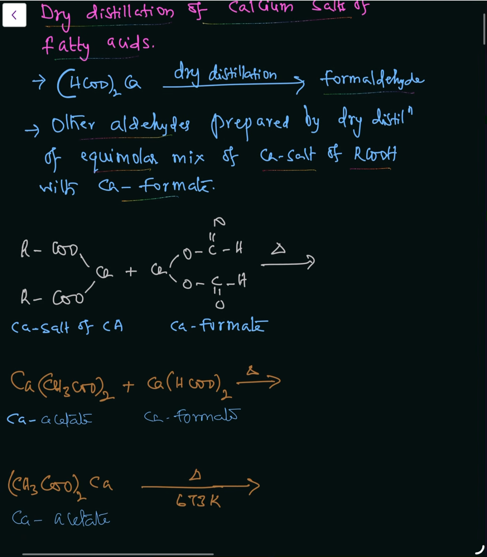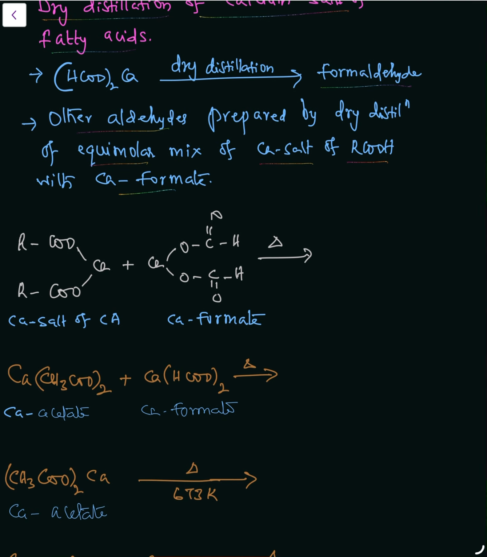Now let us see the first case, that is when the calcium salt of a carboxylic acid reacts with calcium formate, then we'll get carbonyl compounds. The reaction takes place in this way. Removal of calcium carbonate takes place. Because of this, we'll get the product RCHO plus CaCO3. 2 moles of aldehyde is formed. This is aldehyde.